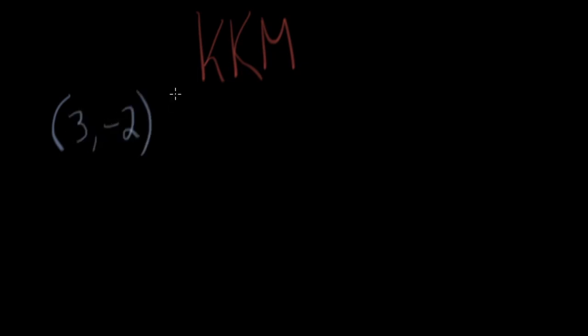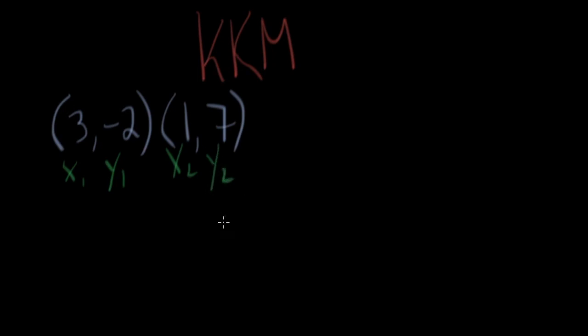Because there is a common kid mistake. Actually, there's a few of them. So let's say we had to figure out what the slope is between (3, negative 2) and (1, 7). Okay. So again, I'm going to label my points because that's what I do. x1, y1, x2, y2. Great.